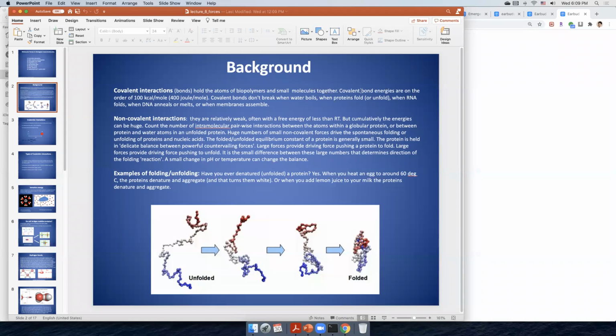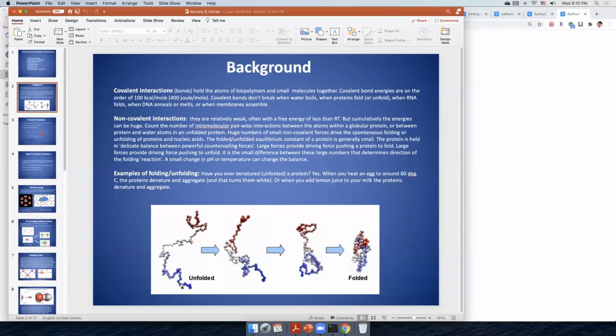Covalent bond energy is on the order of 100 kcal per mole, and it doesn't break when water boils, when protein folds, when RNA folds, when DNA folds. So it's a very stable bond.